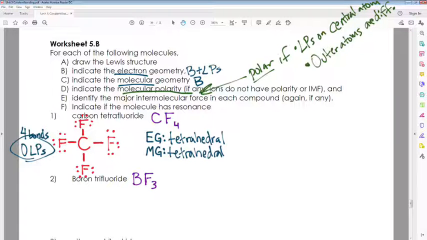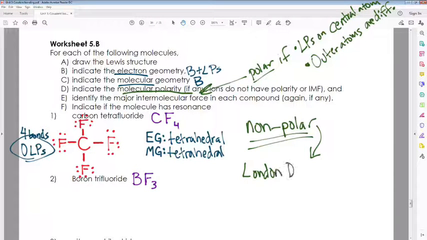CF4 would then be non-polar. As a non-polar molecule, every molecule that's non-polar automatically only has London dispersion as its intermolecular force. Because you have to be polar to have dipole, and then you have to be superpolar to have hydrogen bonding. So if you're not polar, you don't have any other option. You got to be London dispersion.